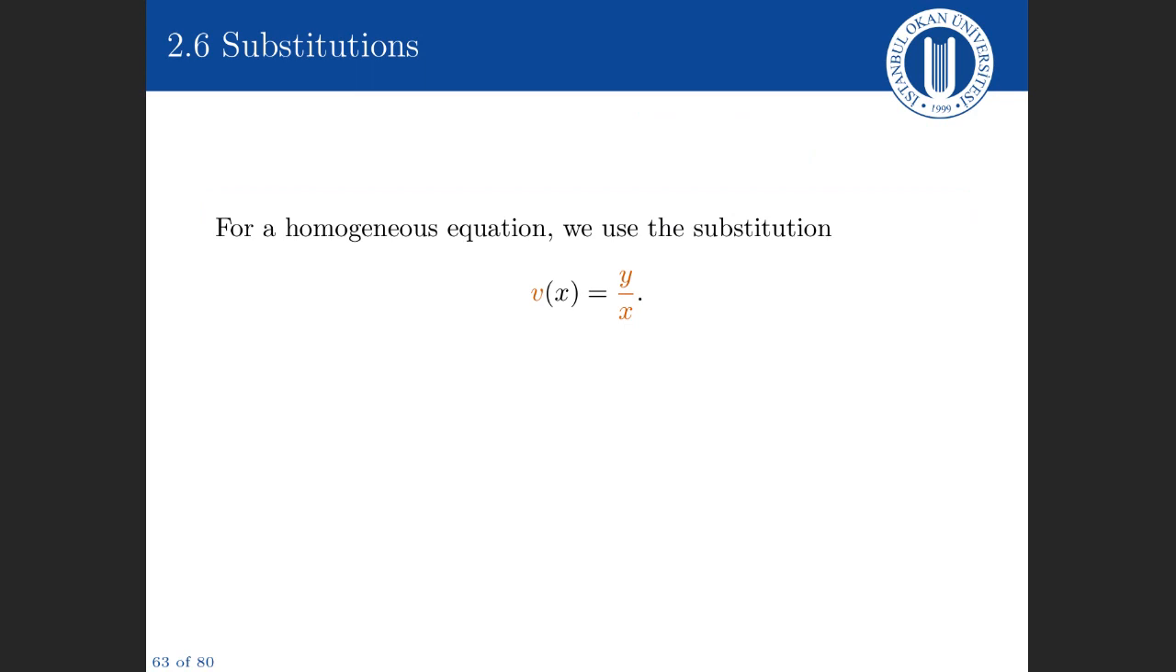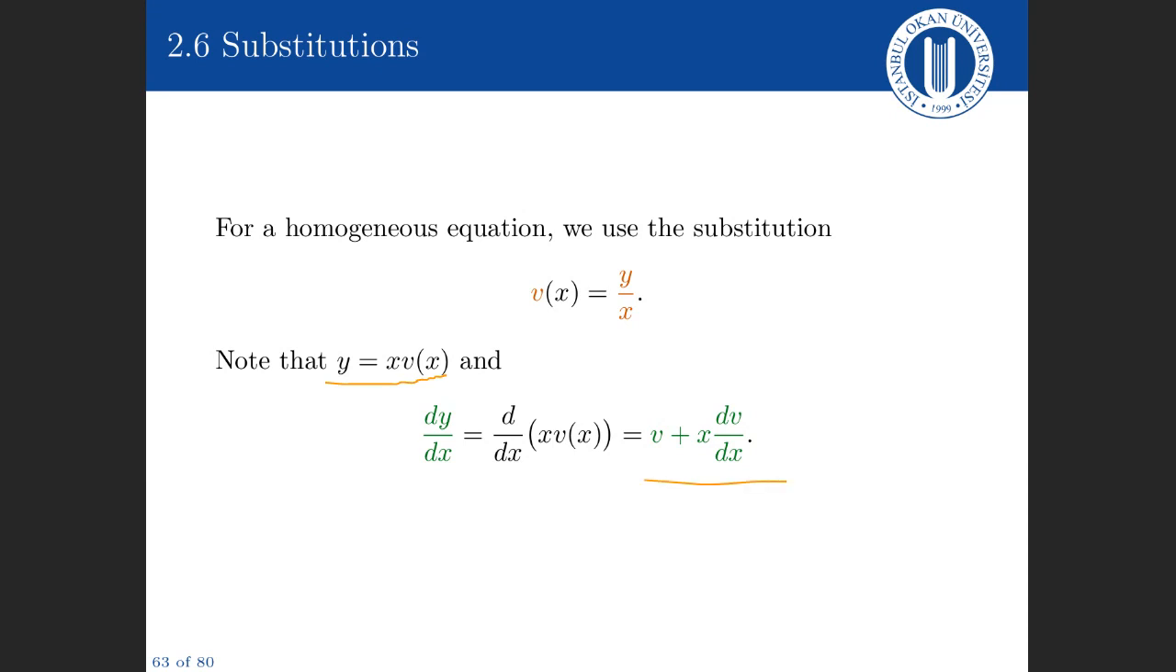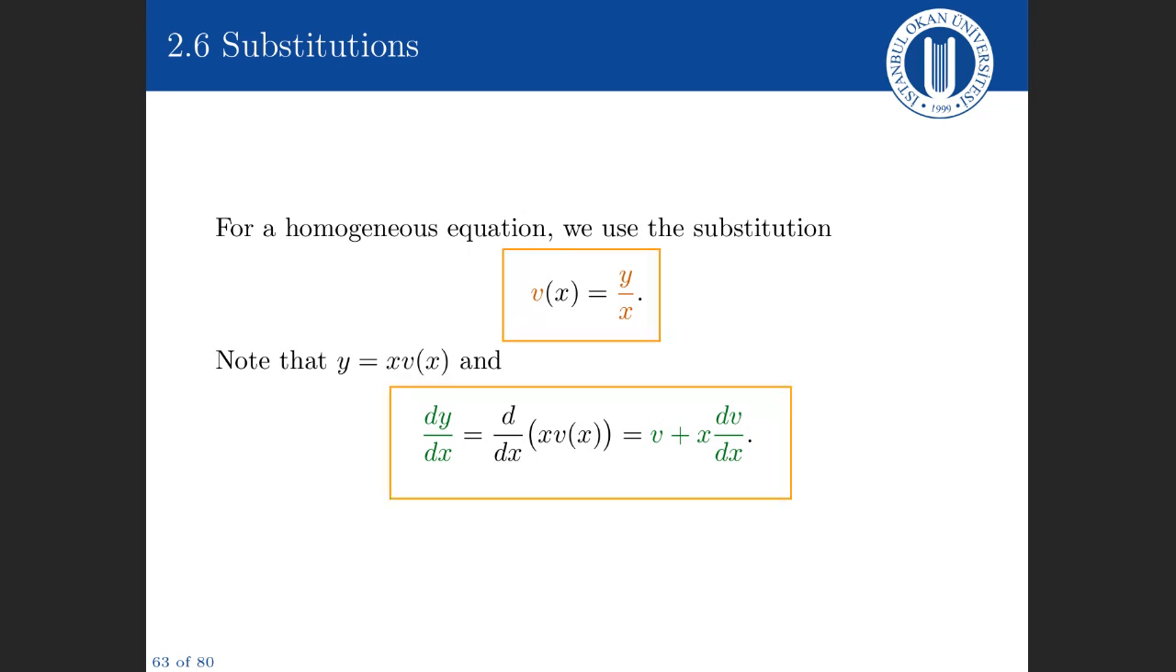And for a homogeneous equation, we use the obvious substitution. We're going to replace every y divided by x by v. Now, note that v equal to y over x is the same as writing y is equal to xv. And if we differentiate this using the product rule, we get v plus x dv/dx. We're using v is equal to y over x, and we're going to use dy/dx is equal to v plus x dv/dx.